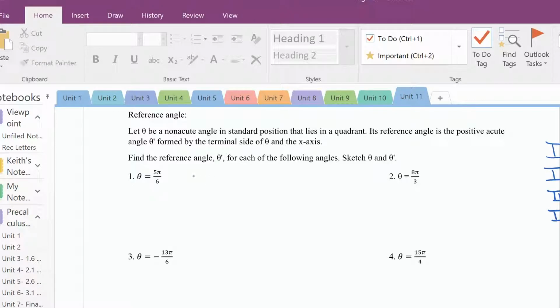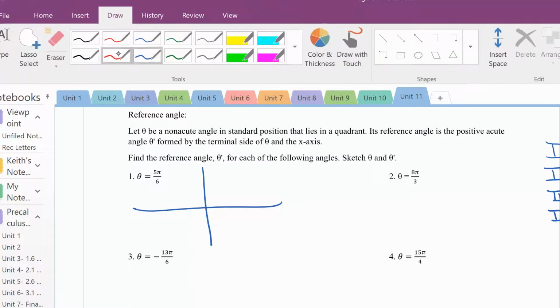So in the first one, it's in the second quadrant. Right, second quadrant. So that's 5 pi over 6. So the rules for the reference angle, remember in the second quadrant, it's equal to pi minus 5 pi over 6. Well, that would give you pi over 6.